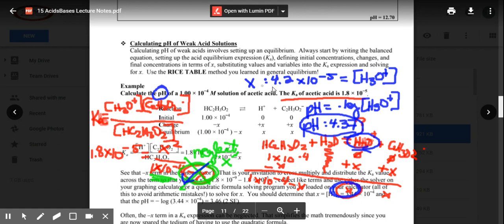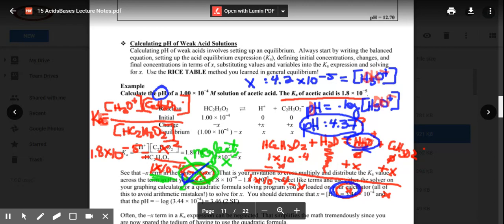If I use a Kb value and I solve for X, that X is going to be my OH concentration. And if my X is my OH concentration, I can't find pH. Instead, I'm going to have to find pOH first, and then I can subtract from 14 to solve for my pH. So let me do an example with you to make sure that you understand this.